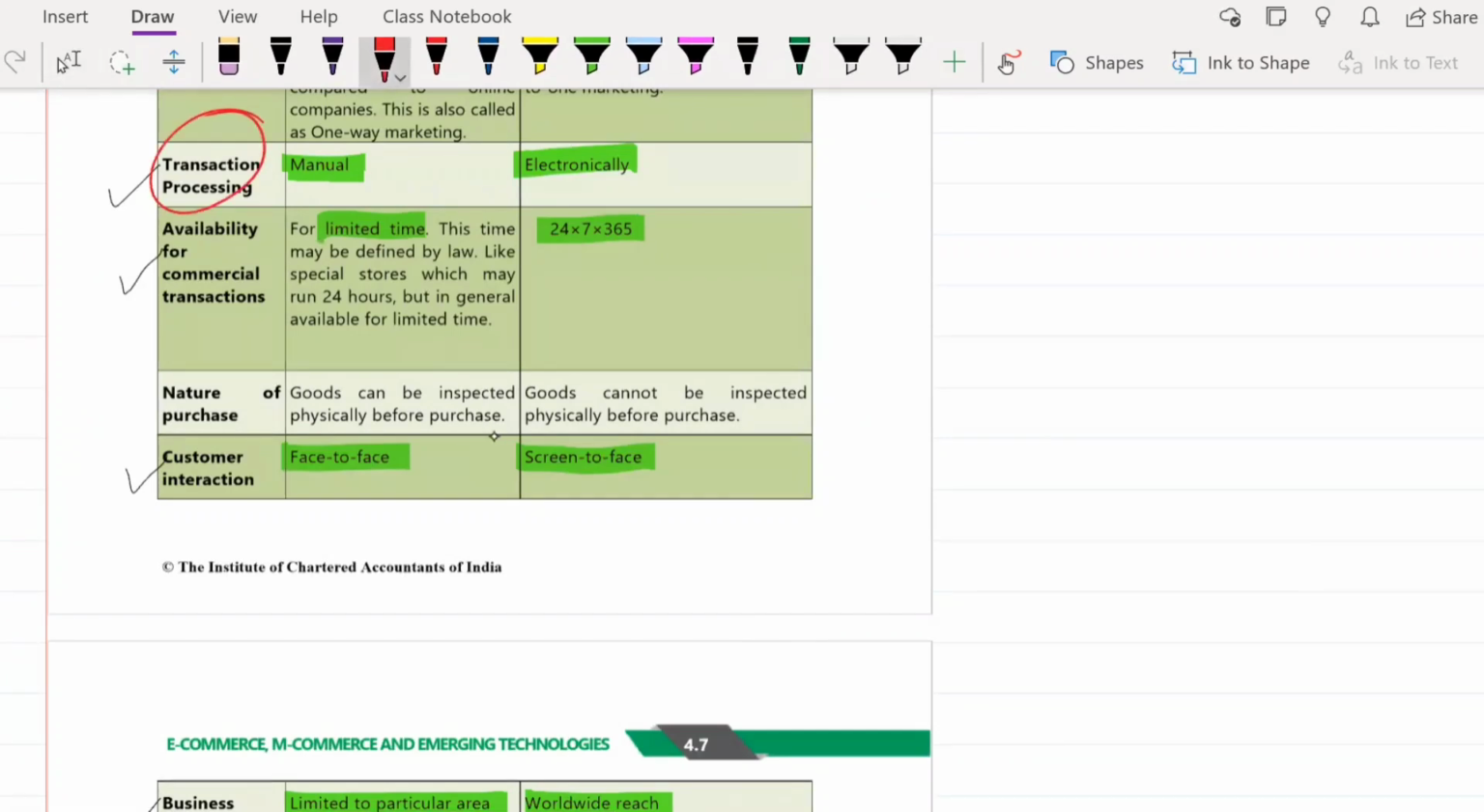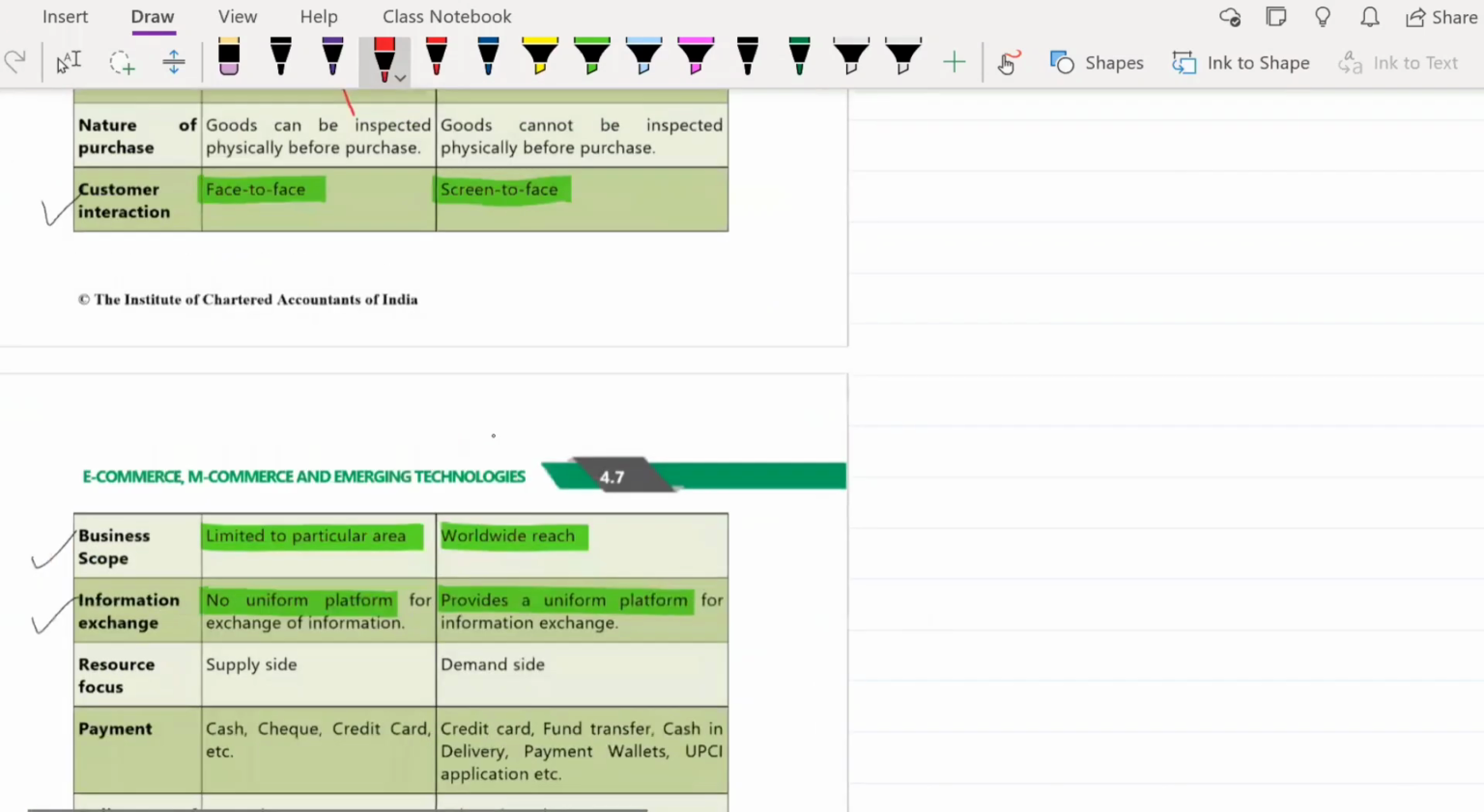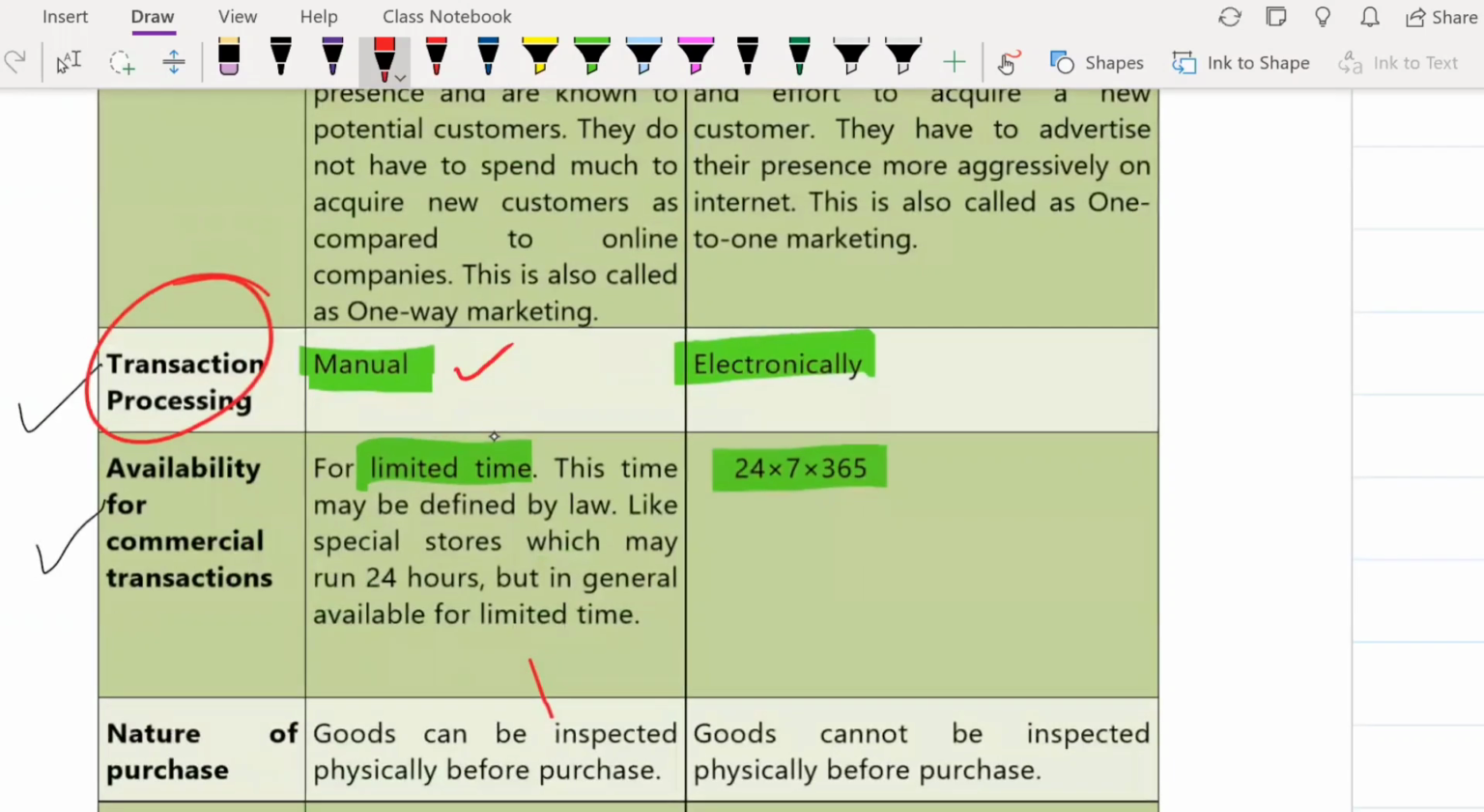First is transaction processing. If any transaction had to take place, it used to happen manually. That means if you have to buy vegetables, suppose, you have to go in person, pick up the vegetables, pay for them and come back. Whereas now it is electronic. That means now you can go on your Big Basket or other grocers.